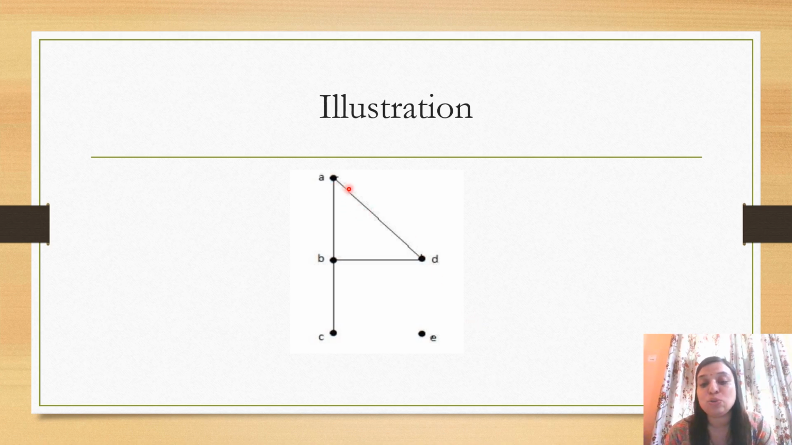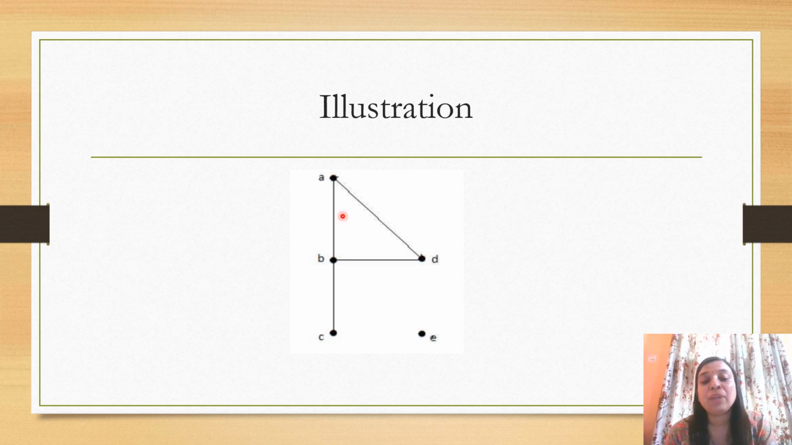Since A has degree 2, it's an even vertex. B has degree 3, it is an odd vertex. C has degree 1, it is an odd vertex. D has degree 2, so it is an even vertex. And E, as I told you earlier, is an isolated vertex. So the degree sequence of this graph would be 3, which is the highest degree, comma 2, comma 2, comma 1, comma 0. So this is the degree sequence of this graph.